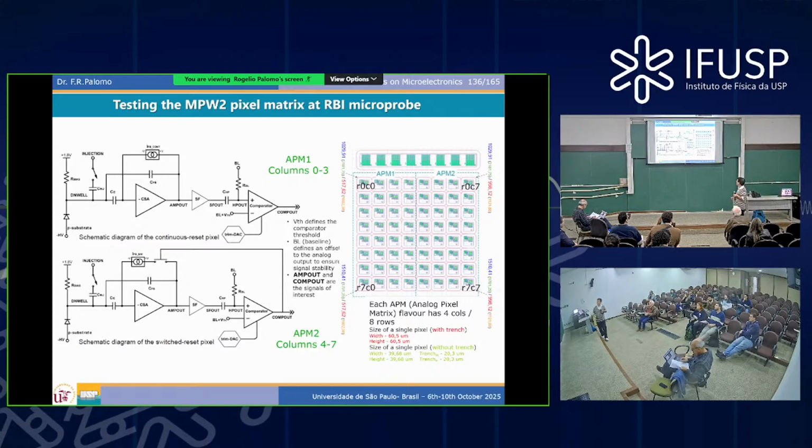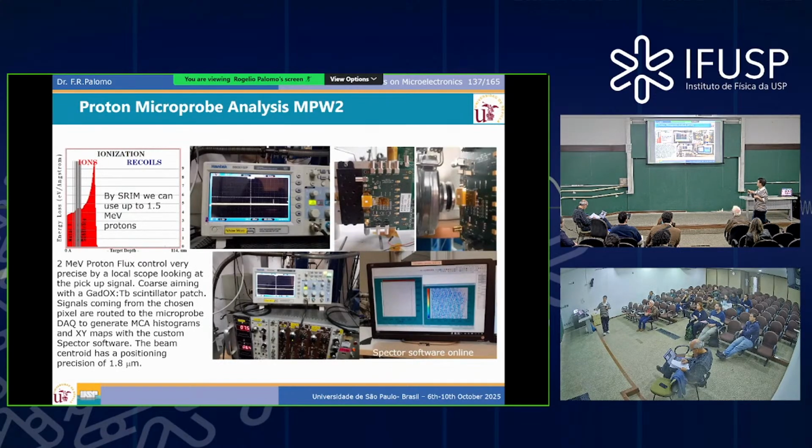Okay, we were in the signals, output. Exactly the same. You need to use SRIM to choose the energy of your protons. You control the flux of the protons locally. We are controlling perfectly the flux of protons with this, more or less 200 protons a second. We put a scintillator patch, a gadolinium patch here to make the coarse approximation. After the coarse approximation, we took out the patch and we used PIXE, particle-induced X-ray emission, just to navigate through the detector matrix.